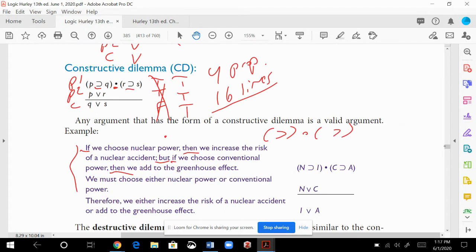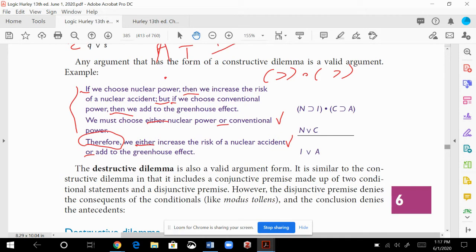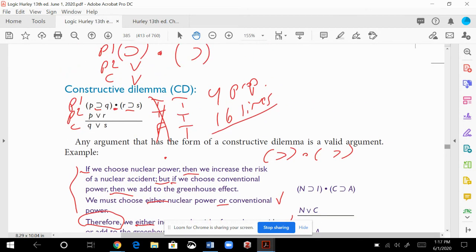And then premise 2. We must choose either, whatever. And then we have our either or. We know that's a wedge. And then we have another either or. So we know that's a wedge. And we know that this is our conclusion because of that therefore. So if you were to read through this, you're looking for trigger words. So there you go. And that's the constructive dilemma.